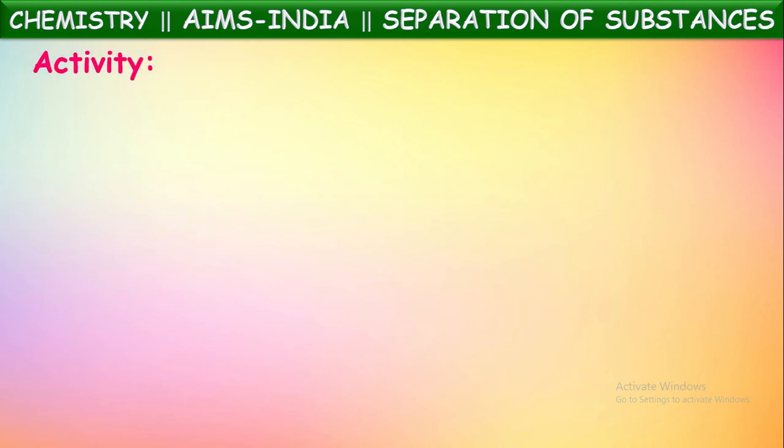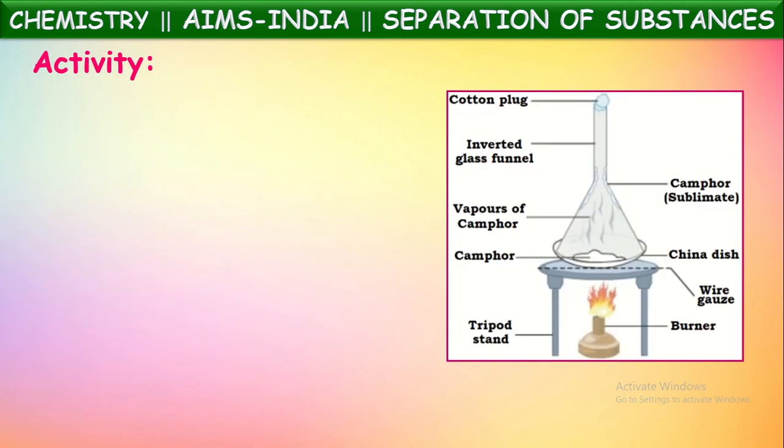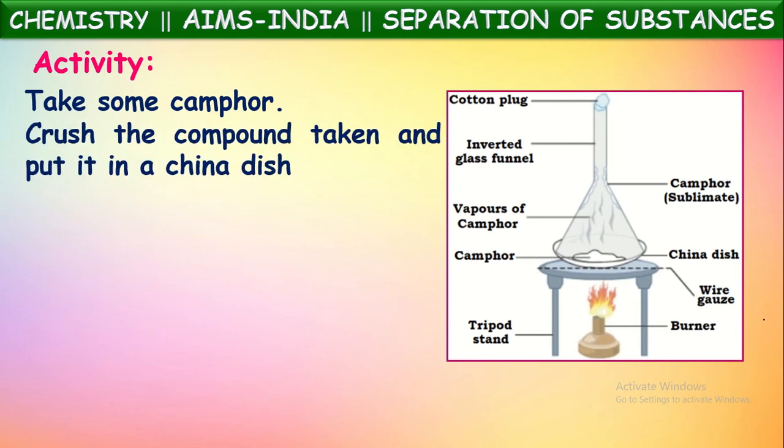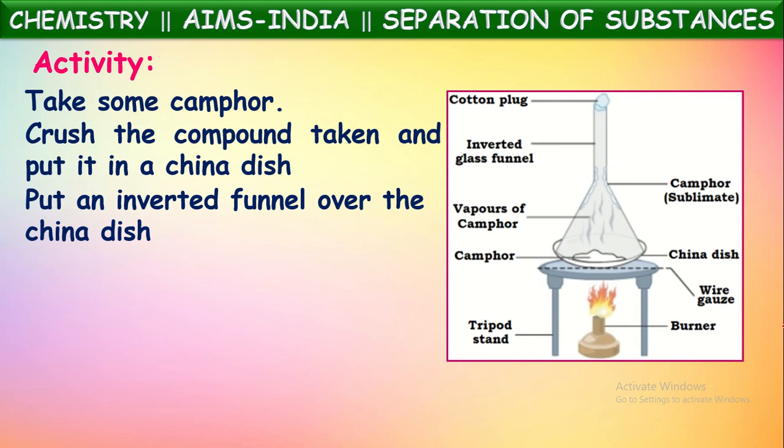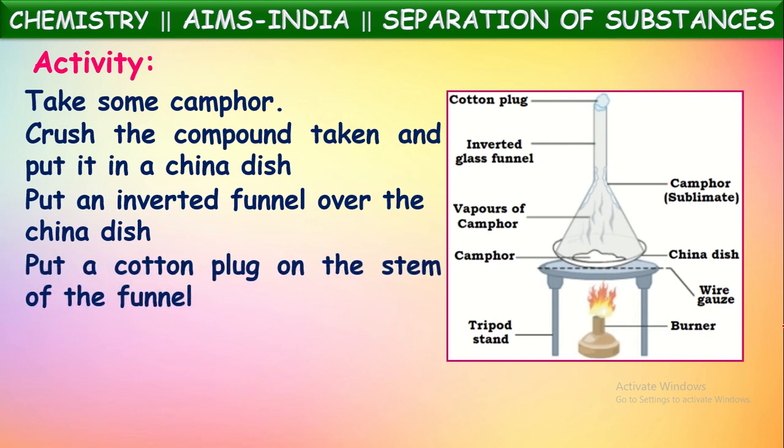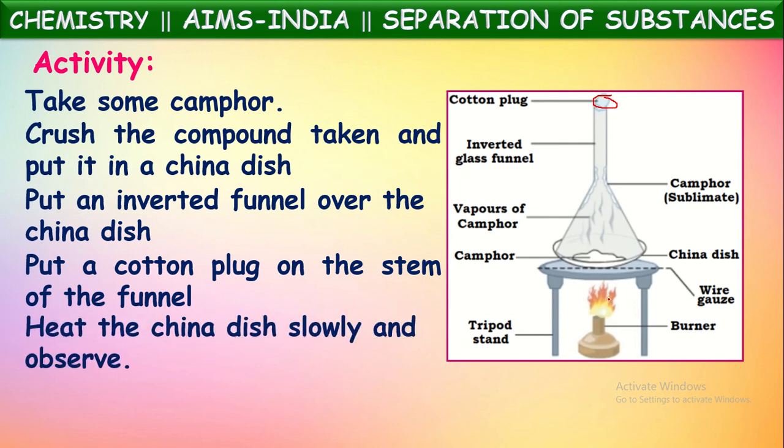Okay, so let us see here an activity to show this sublimation process. If you take some camphor and keep it in a china dish, invert a funnel on this china dish, and then close the stem of the funnel with a cotton plug, and heat the china dish on a Bunsen burner, what happens? The camphor powder taken in the china dish slowly converts into gaseous form. No liquid will be formed here. Slowly it will be converted into vapors of camphor, and these will move up into the funnel.